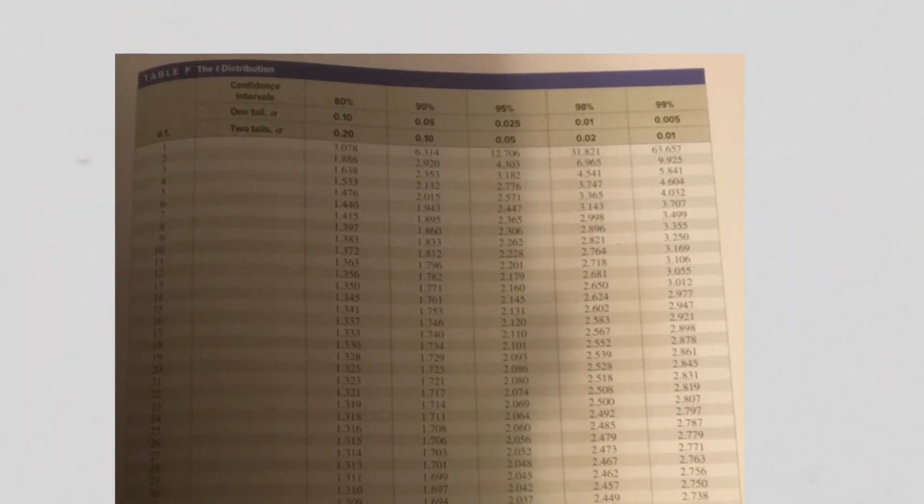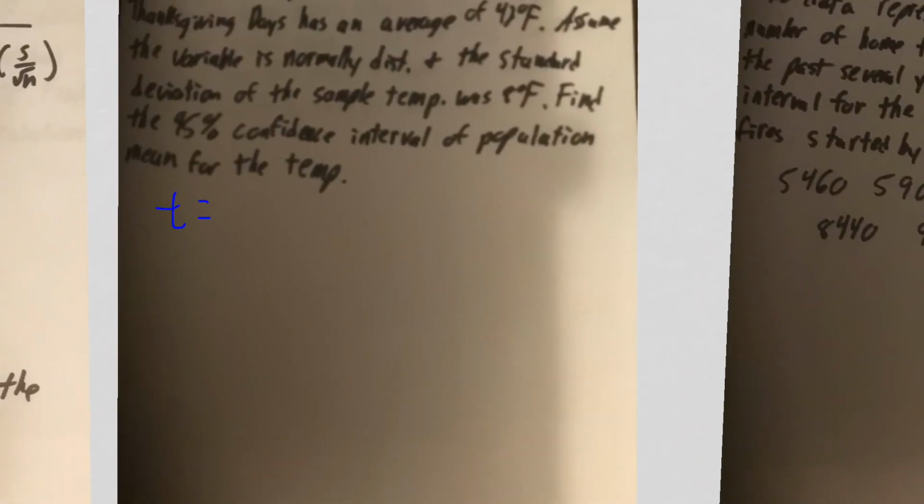So I have this table here again. Here's the 95% confidence. And we're going to go over to the 11, which would give us the 2.201. So we're going to go ahead and write that down. 2.201.